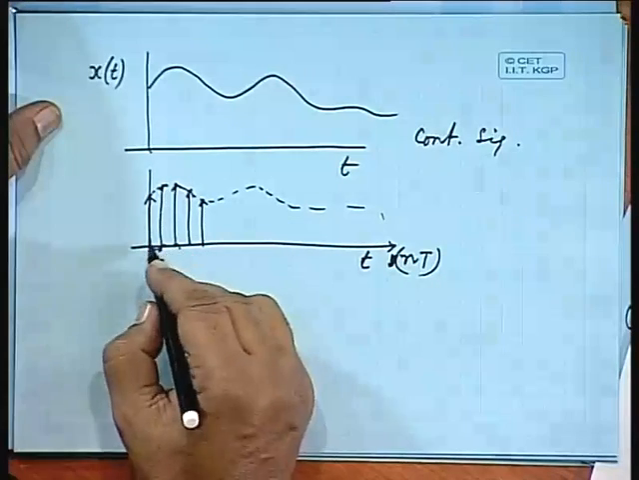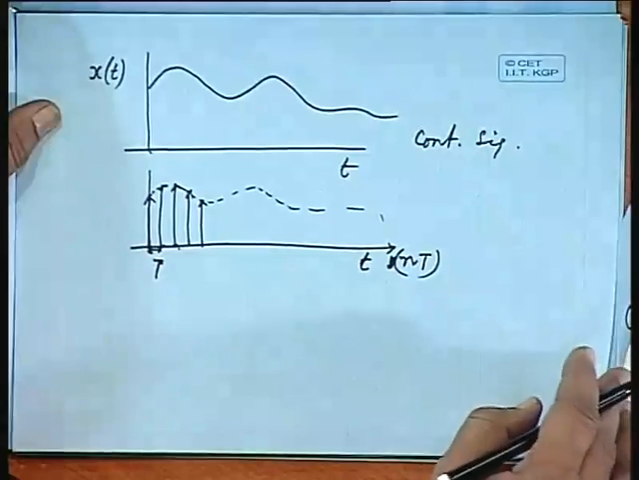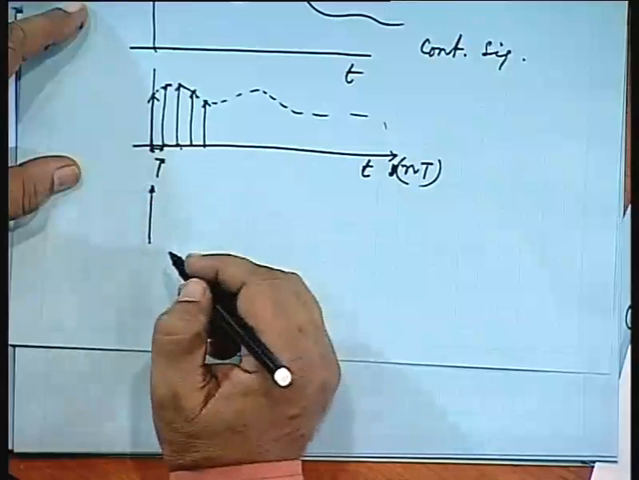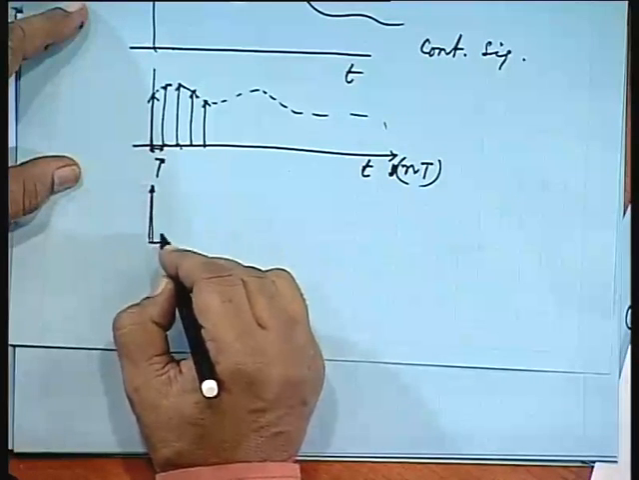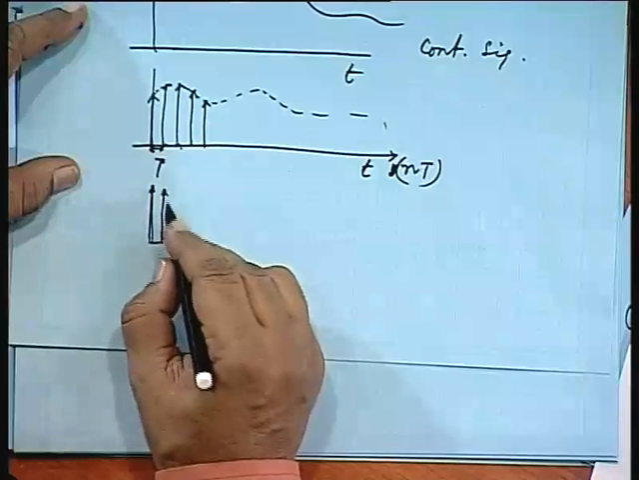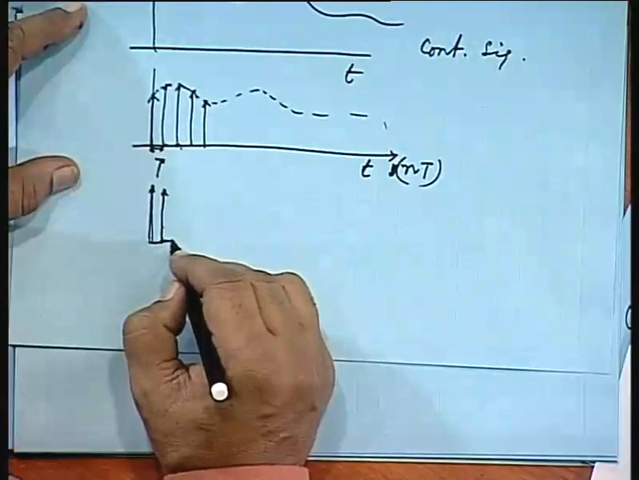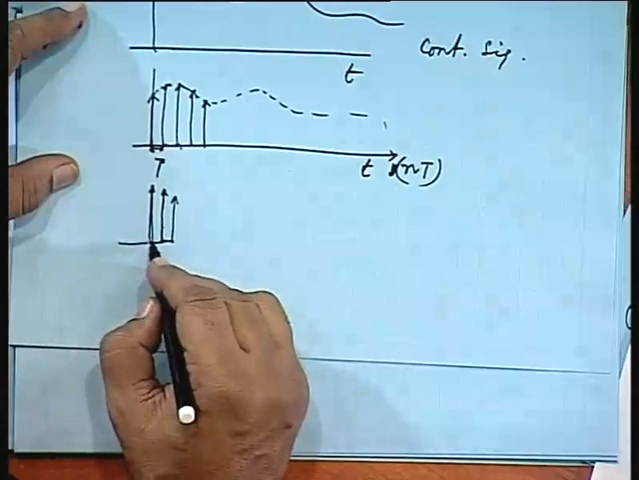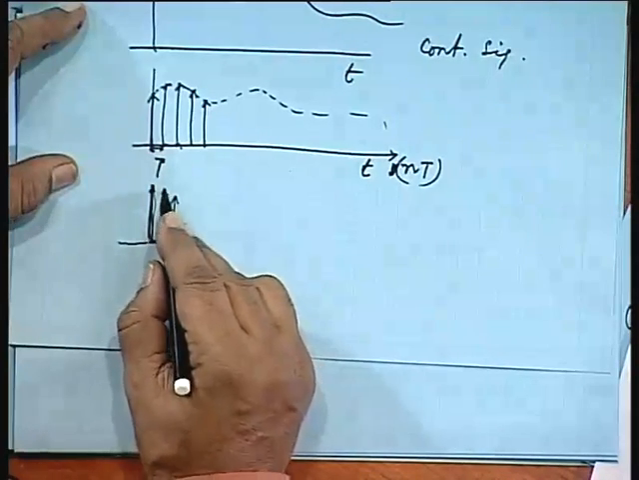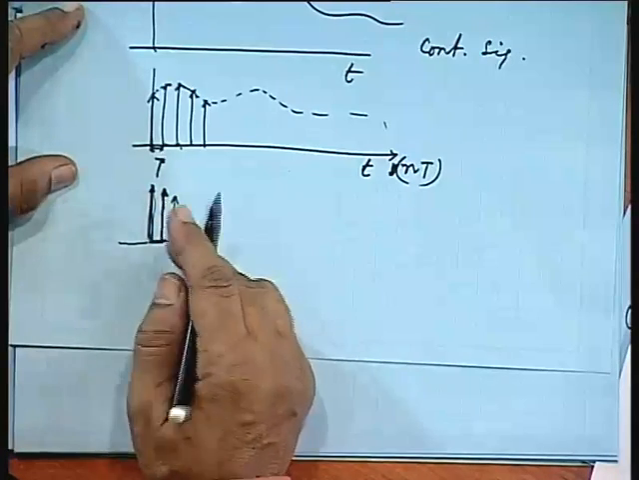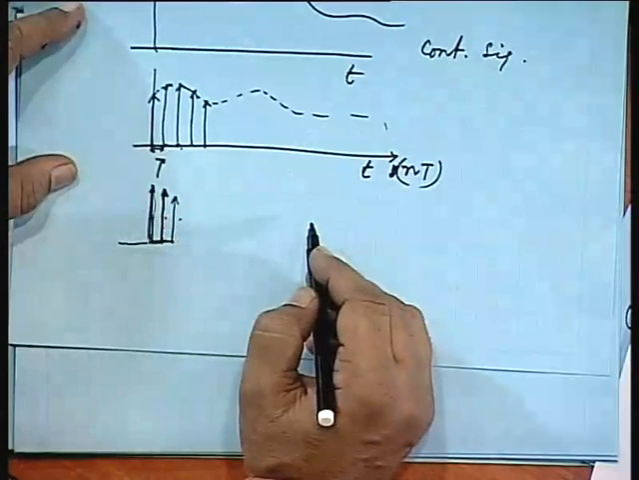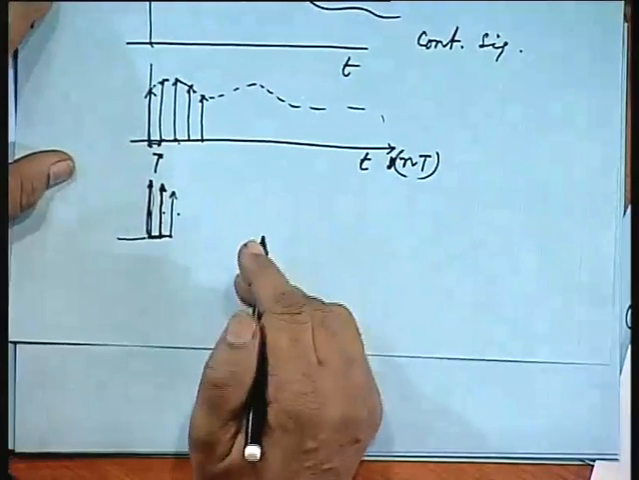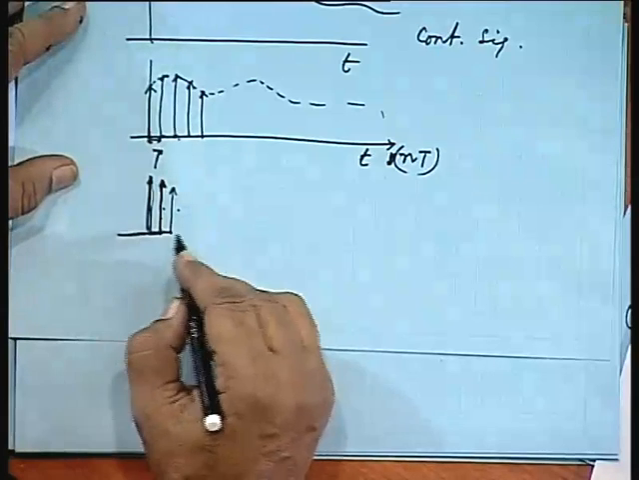It can be treated as a continuous signal like this. It is an impulse of this kind, and then it is 0, then again at T an impulse like this, again 0, then again at 2T it is an impulse, and so on. It could be treated as a continuous function where it is a delta function, then 0, then a delta function again of some magnitude. So these are scaled delta functions. I hope you know what a delta function is, you have studied it in signals and systems, signals and networks.